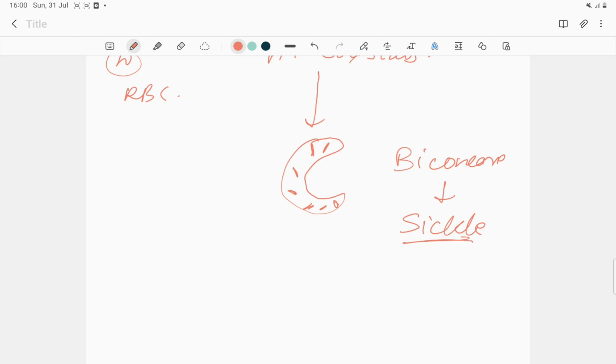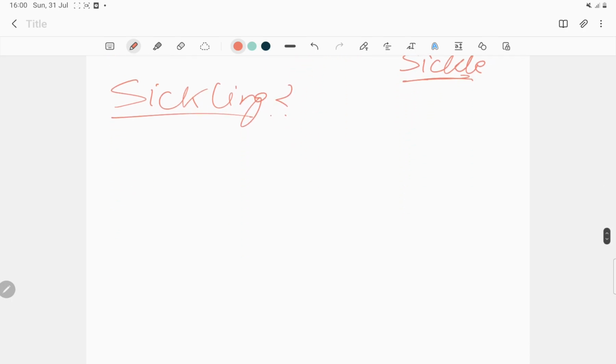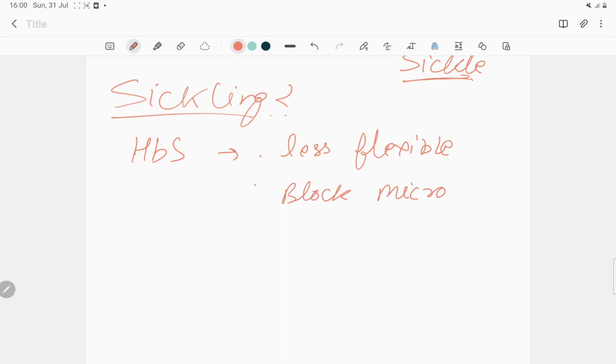Now what will happen because of this sickling? What will sickling do? HbS, which is the abnormal hemoglobin, is less flexible and it will block the microcirculation.